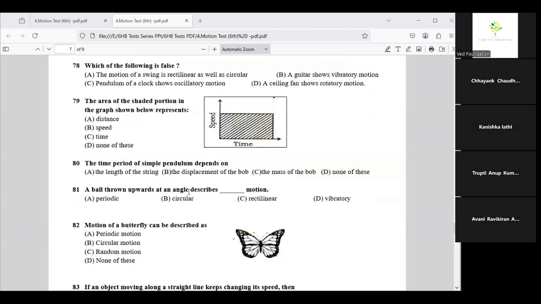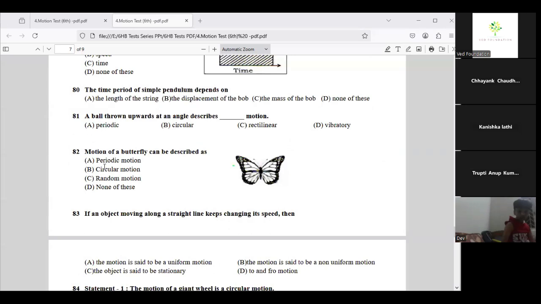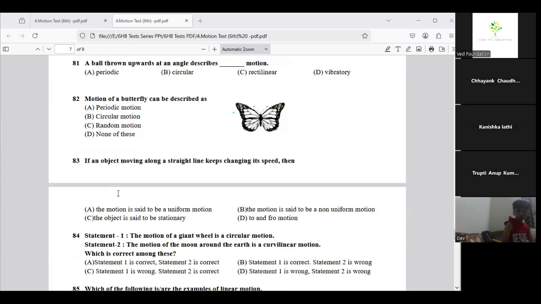81. A ball thrown upward at an angle describes dash motion. And options are periodic, circular, rectilinear, vibratory. And the correct answer is option C, rectilinear motion. A ball thrown upward at an angle describes rectilinear motion because the ball moves in a straight line. 82. Motion of a butterfly is random motion. C option is correct because its direction and speed change continuously. So the motion of a butterfly is random motion.